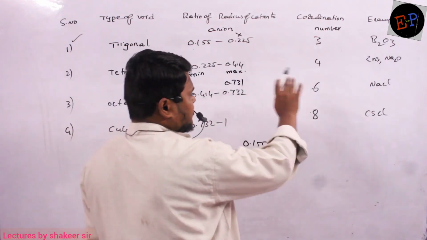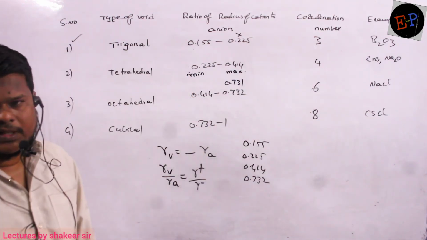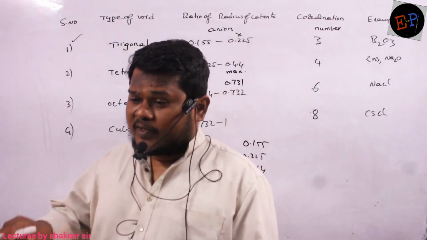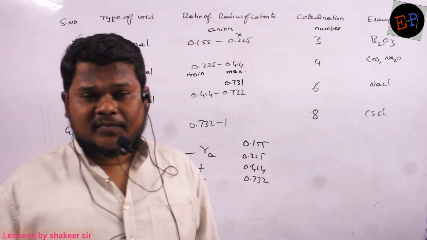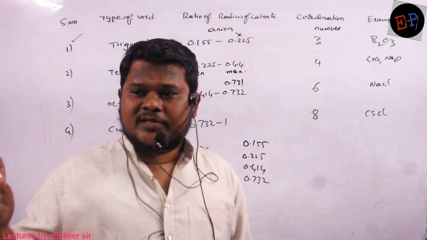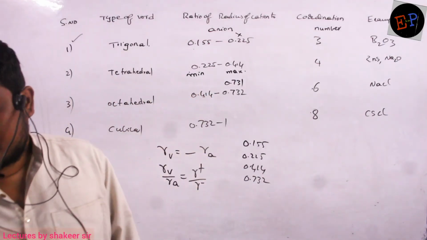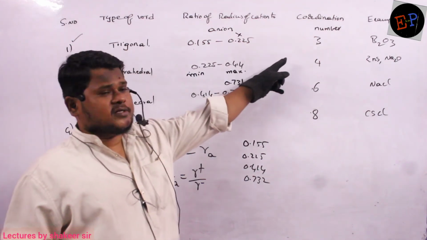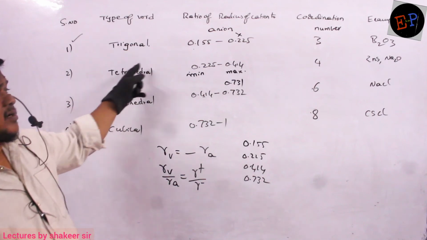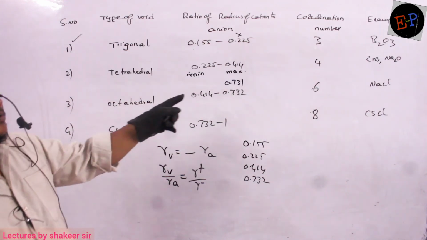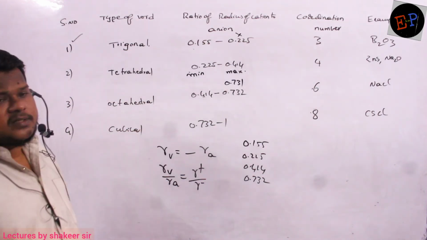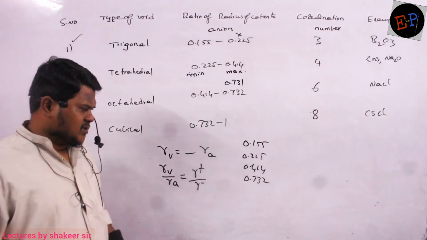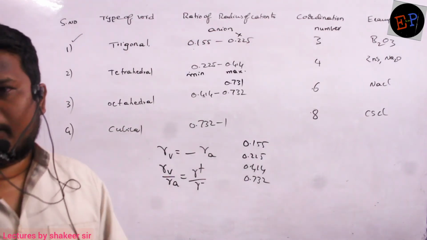And what is meant by coordination number? We have already studied. Coordination number means the number of atoms which surround an atom and are present at the shortest distance. For trigonal or triangular voids, what is the coordination number? 3. For tetrahedral, the coordination number is 4. Octahedral it is 6, and for cubical it is 8. And those are the examples. Are you able to understand? So make a note of this diagram, then we will do some problems on these ranges.